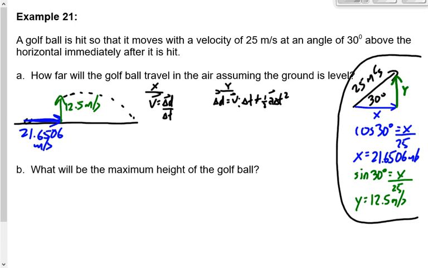Do we know the horizontal velocity here? If the initial velocity was 25 meters per second, but remember that 25 is dead to us. We're never going to use that number again. Do we know the horizontal component of that? We do. It's 21.6506 meters per second.